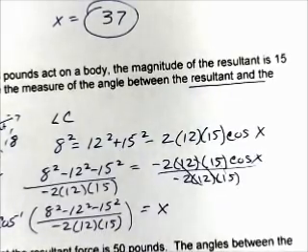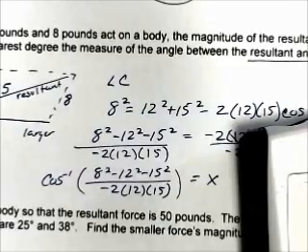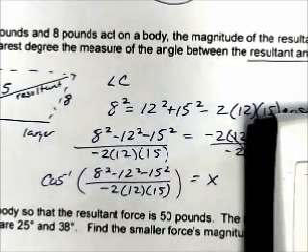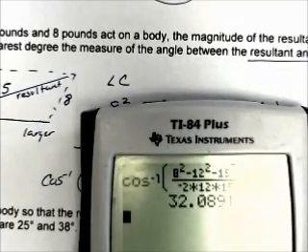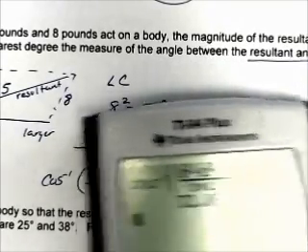So we have our variable x by itself, so now let's go to the calculator. Second cos, alpha y equals 8 squared minus 12 squared minus 15 squared divided by negative 2 times 12 times 15. To the nearest degree, 32 degrees.